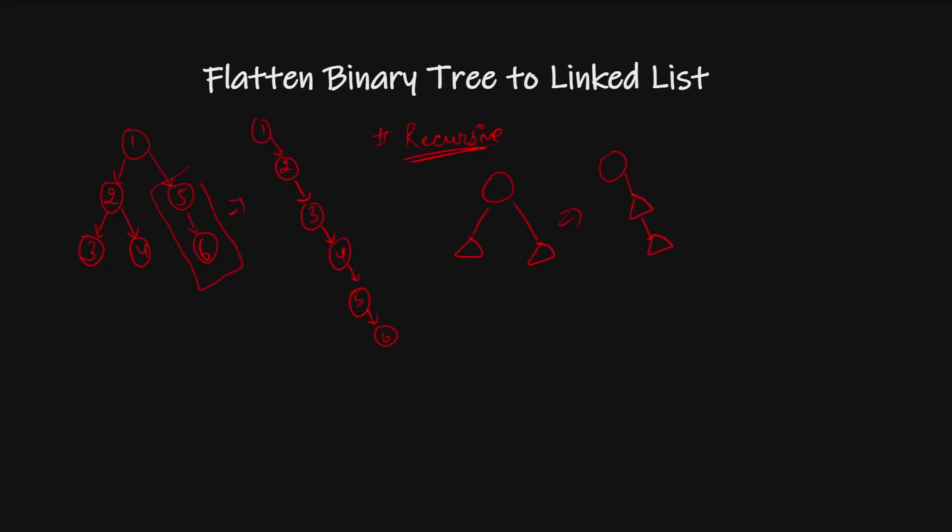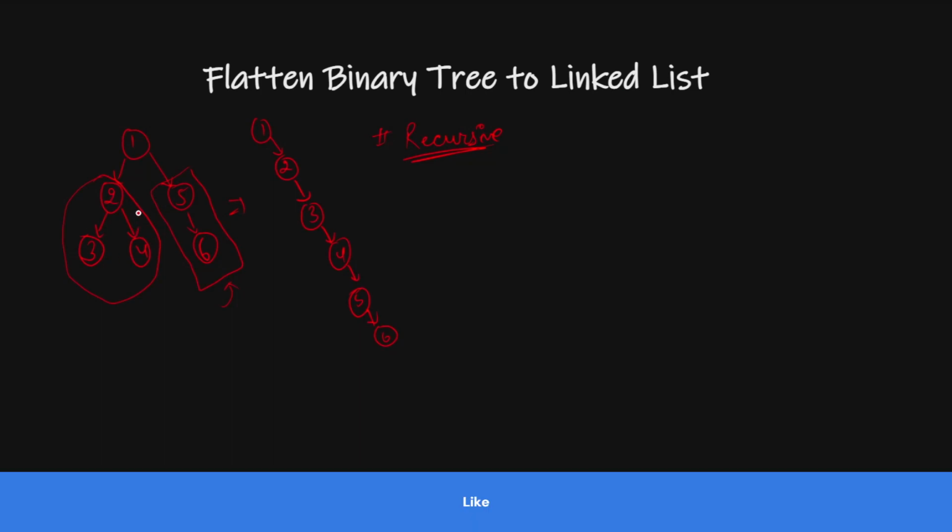First of all, you solve your right. Once you make your right perfect, then you solve it for left. Once you solve right and left, then I will solve it for root. So first of all, I will flatten this binary tree into a linked list.